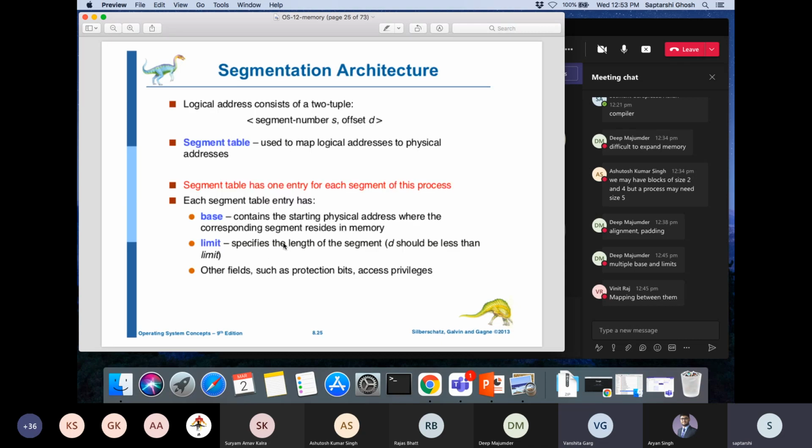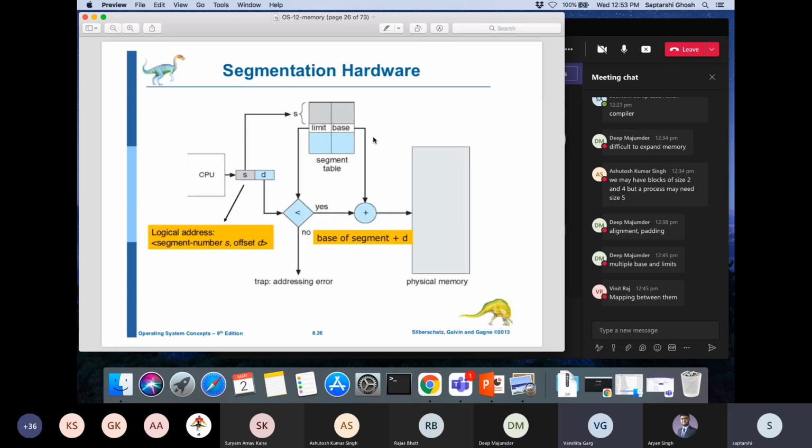Also, understand it very clearly: the process still thinks that the memory is contiguous. The segment number can just be 0, 1, 2, 3. So suppose there are 4 segments. The segment numbers are still 0, 1, 2, 3. So the process thinks that the memory is still contiguous. But actually, in physical memory, these segments are stored in different places, and that is being managed by using this segment table. So the mapping from these addresses to the physical addresses is managed by the segment table.